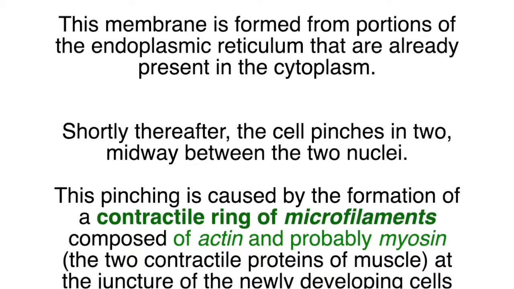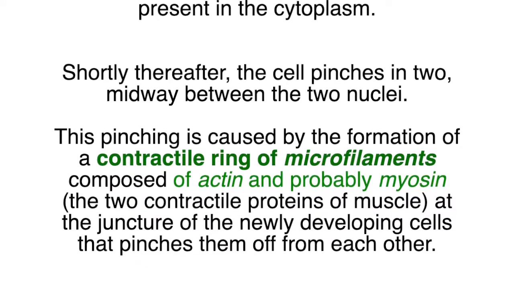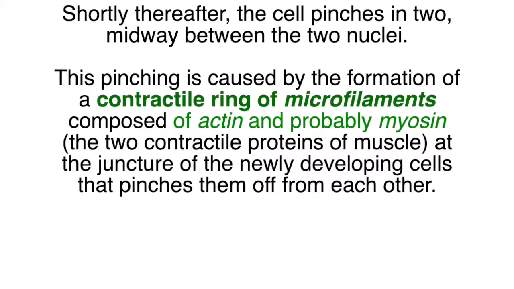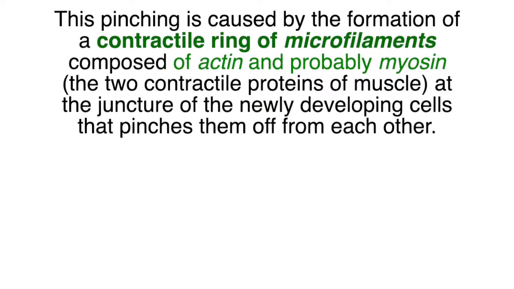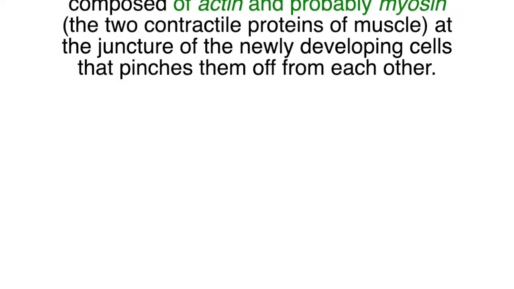Shortly thereafter, the cell pinches in two, midway between the two nuclei. This pinching is caused by the formation of a contractile ring of microfilaments composed of actin and probably myosin, the two contractile proteins of muscle, at the juncture of the newly developing cells that pinches them off from each other.